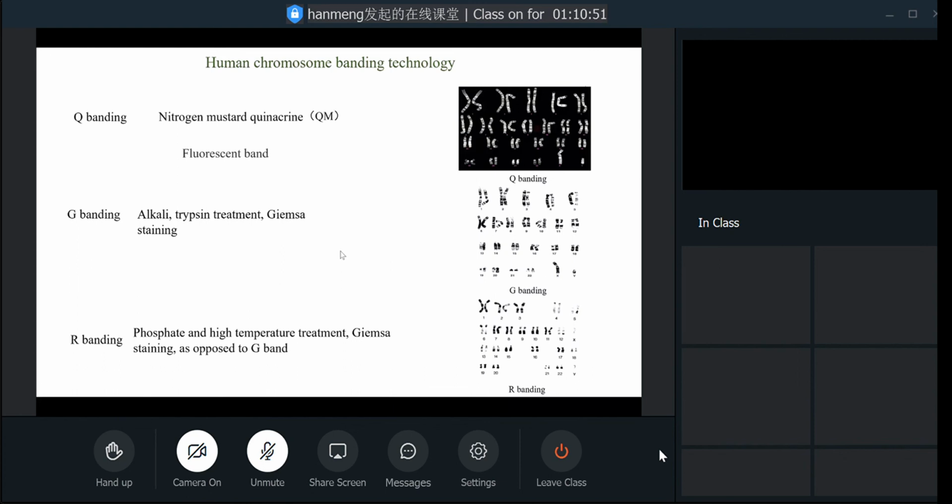Next is the R band. The R band is made with some phosphate and high temperature treatment, then stained with the Giemsa dye. So the R band is opposite to the G band. From this picture, you can see the light area in the G band is the dark band in the R band, and the dark band in the G band is the light band in the R band. So the G band and the R band are the opposite bands.